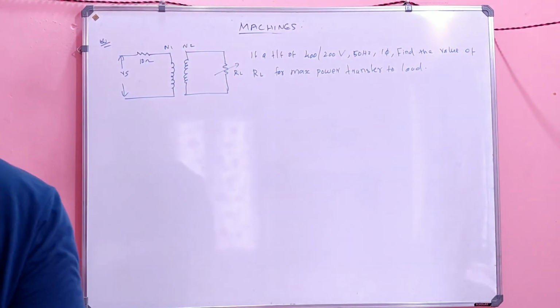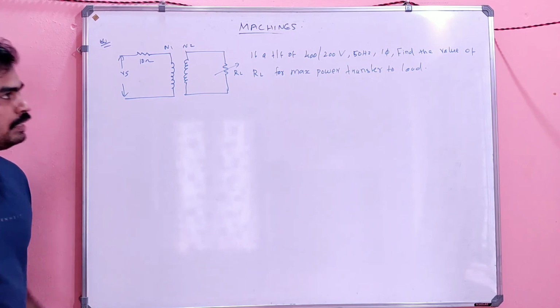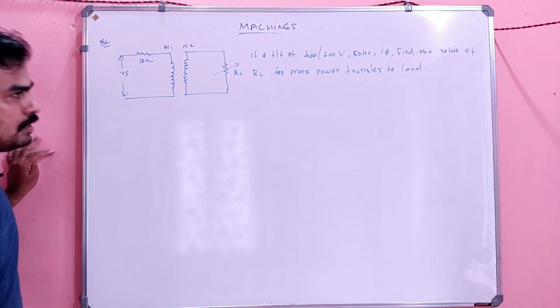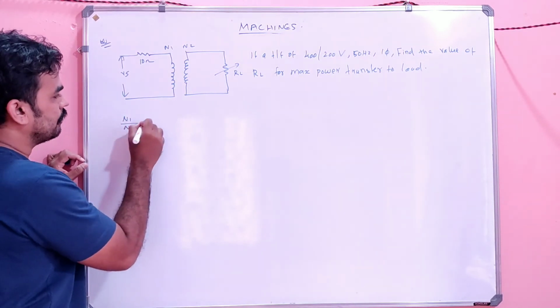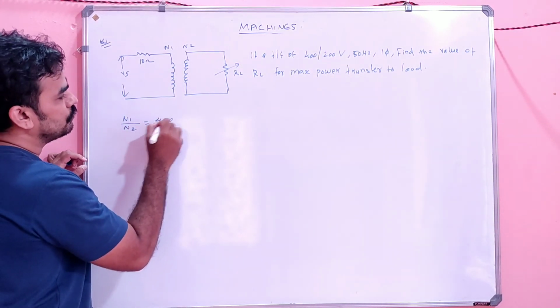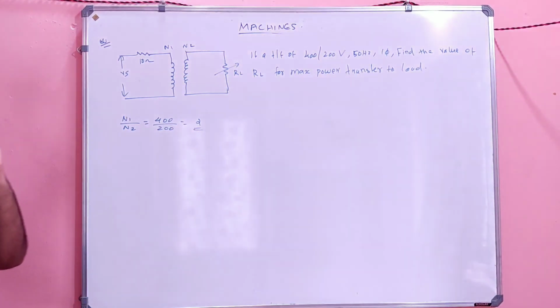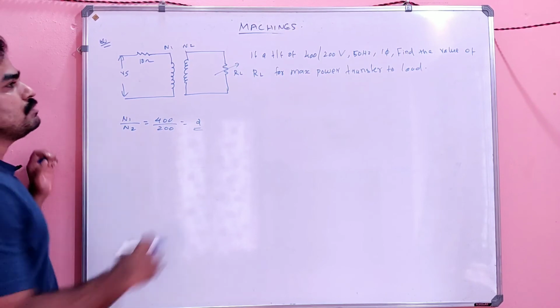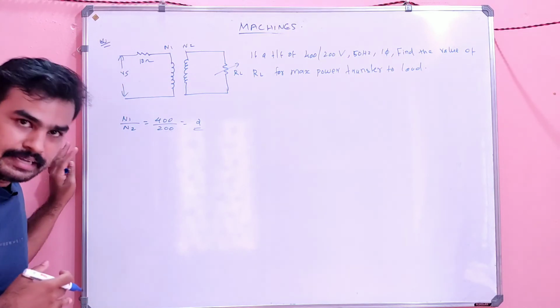Beautiful question. This is also a very beautiful question. If a transformer is 400 volt, 200 volt, it means simply N1 by N2 is 400 by 200, which is 2, right? Find the value of RL for maximum power transfer to the load, which means you have to find the value of RL such that maximum power transfer happens.